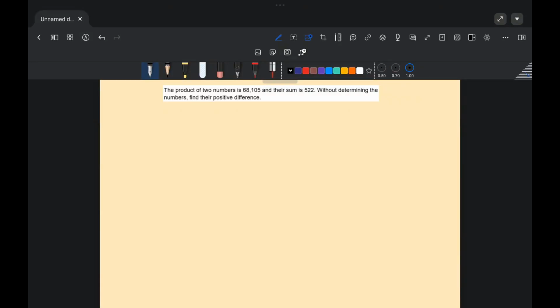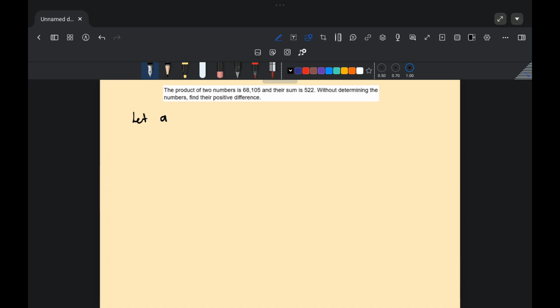The product of two numbers is 68,105 and their sum is 522. Without determining the numbers, find their positive difference. So for this problem, we have two methods to solve this problem. First, let us use a representation.